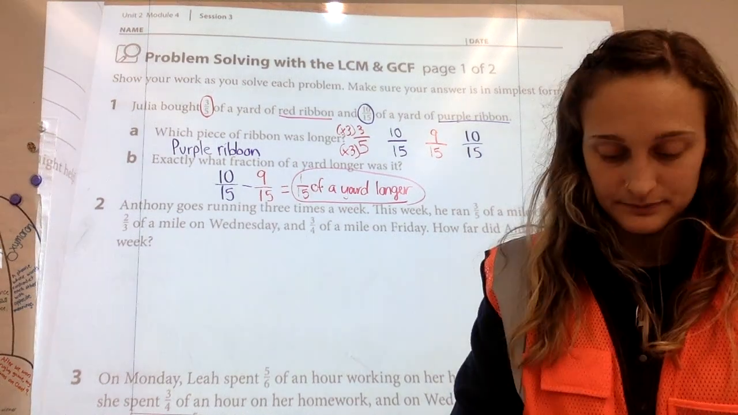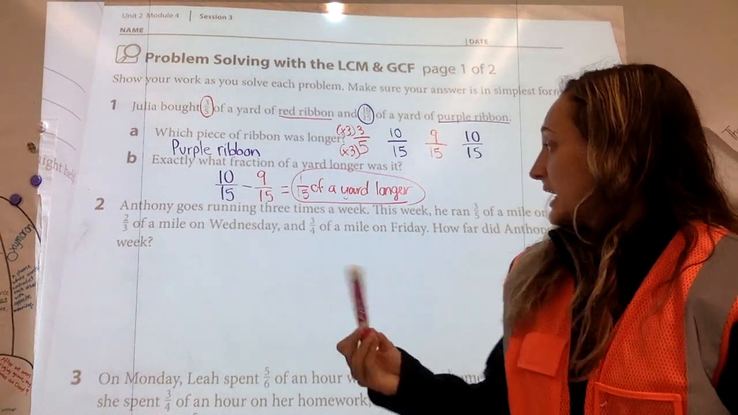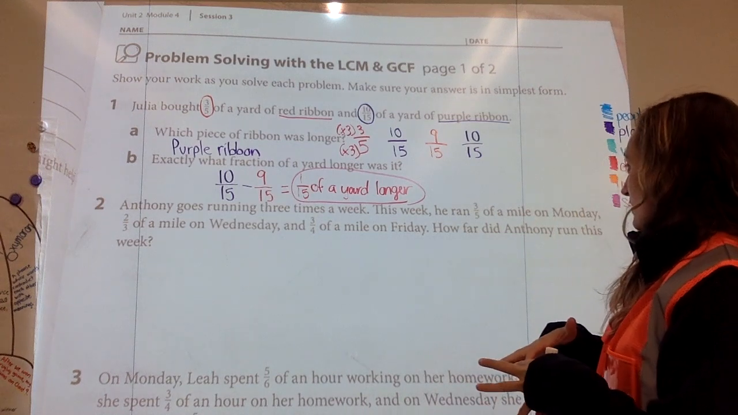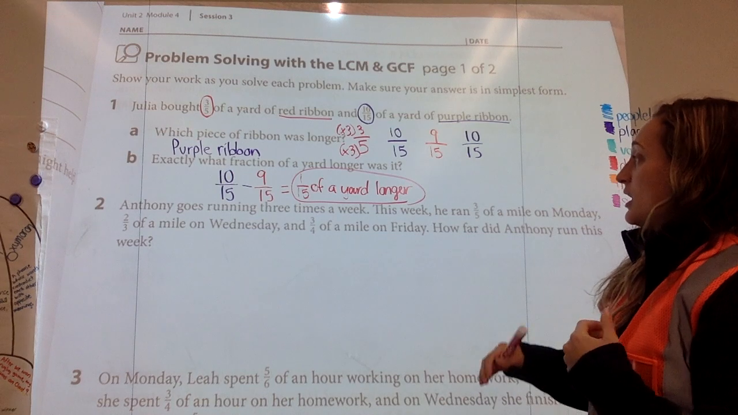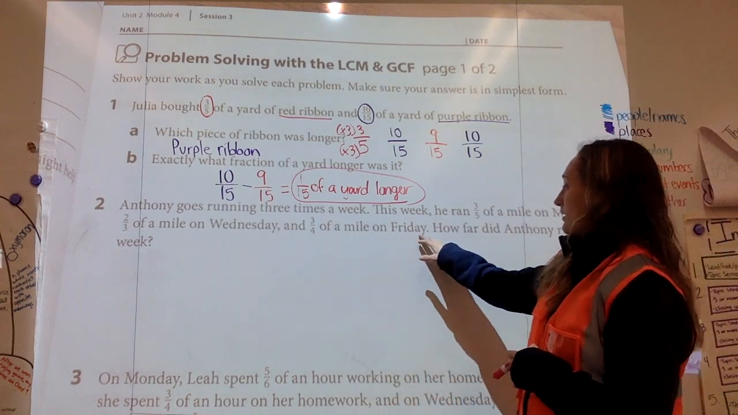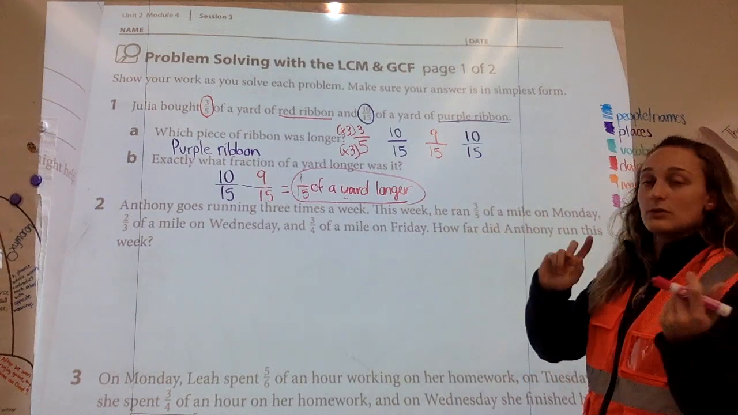Okay, for number 2, we've got Anthony goes running 3 times a week. This week he ran 3/5 of a mile on Monday, 2/3 of a mile on Wednesday, and 3/3 of a mile on Friday. How far did Anthony run this week?